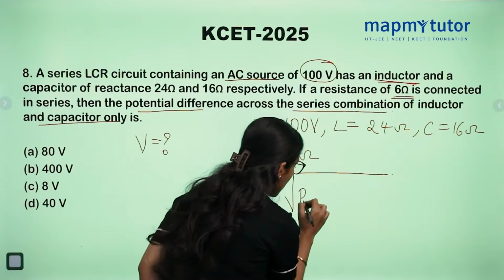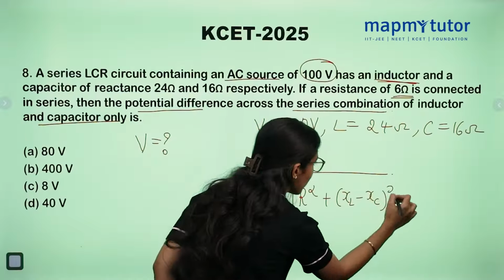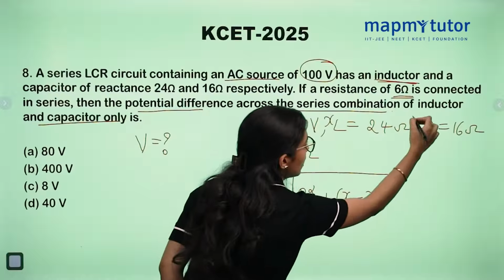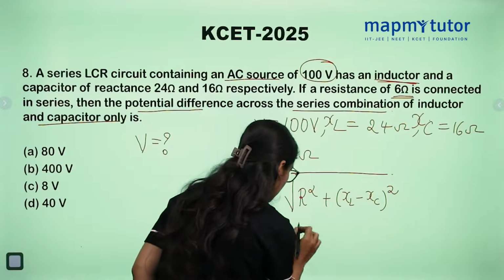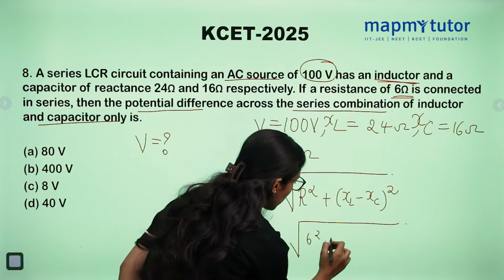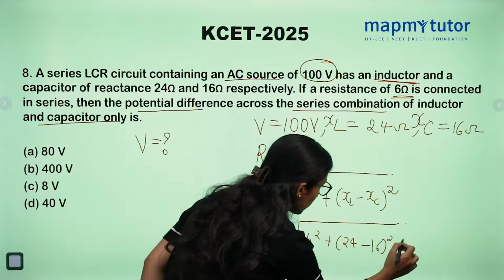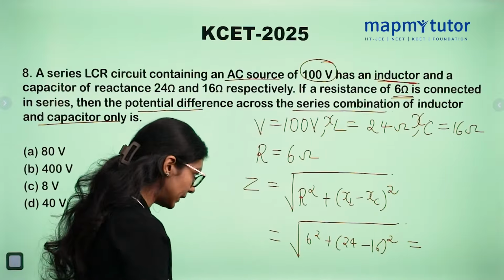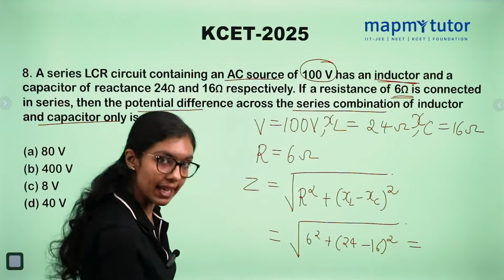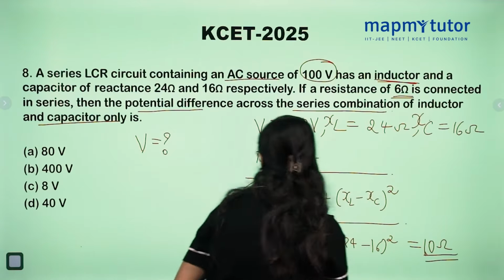Z equals under root R square plus XL minus XC whole square. So this is your XL, this is your XC. Okay. Now, you can put your values. 6 square plus 24 minus 16 whole square, you will get root of 100, which is 10. Okay, again, you need to do your calculations. Don't jump your calculations here.